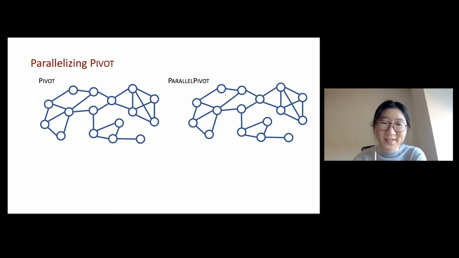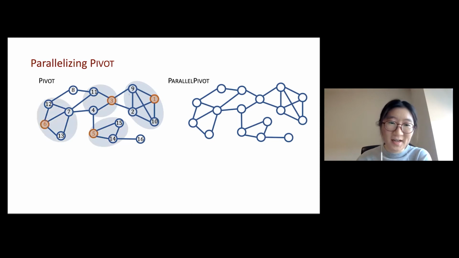recursively marking a random vertex as a pivot, we first draw a uniform random permutation on all the vertices. And then in each round, we mark the vertex with the minimum rank as the pivot, and we remove it together with all its neighbors, and we recurse. And in this way, this is the final output clustering we get.